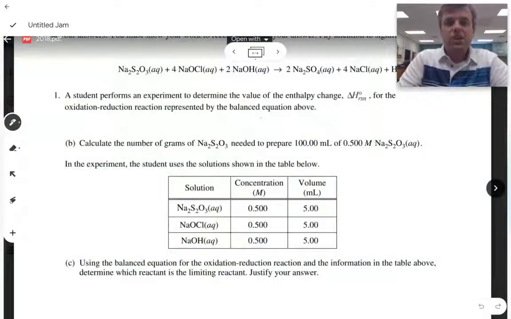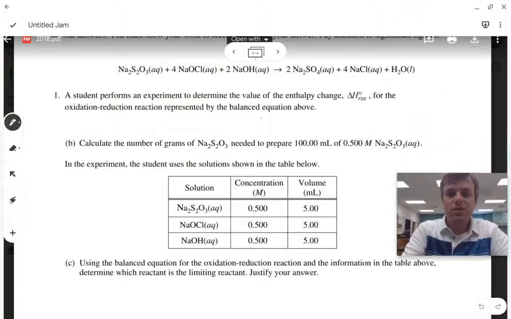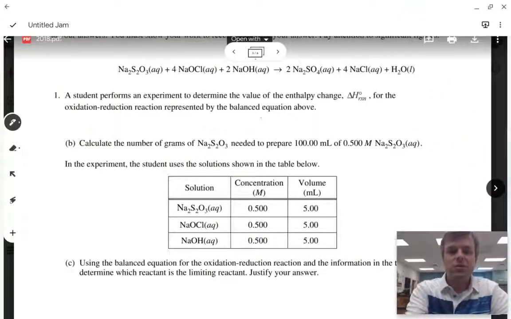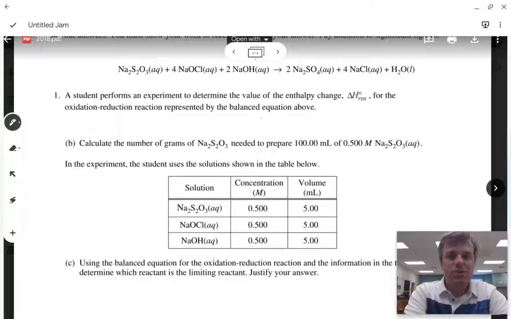So here's a problem that gives us a reaction with Na2S2O3 plus 4 sodium hypochlorites plus 2 sodium hydroxides makes 2 sodium sulfates plus 4 sodium chlorides and water. A student performs an experiment to determine, we don't know all those words yet, but it says, calculate the number of grams of Na2S2O3 needed to prepare 100 milliliters of 0.5 molar solution. So they've given us volume and molarity.